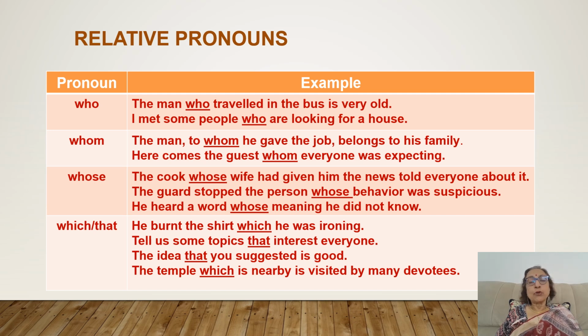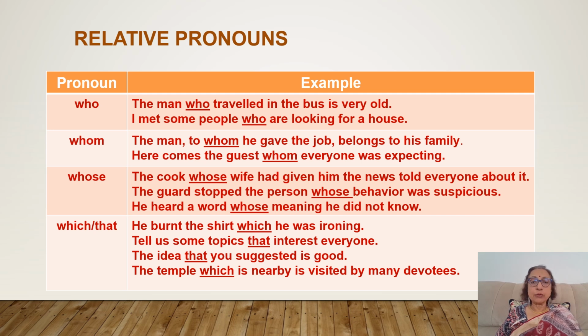Then whose is the possessive form, but unlike who and whom, whose can be used for human and non-human nouns. The noun need not be only a human noun. It can be a neuter also. There too, whose shows you the possessive form. Which and that are used, very often interchangeably, though which is of course preferable.